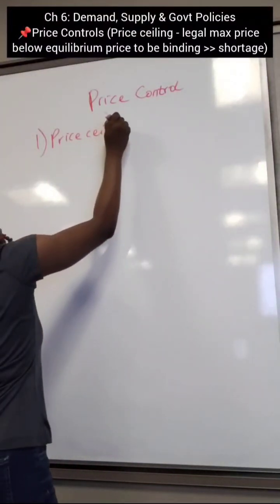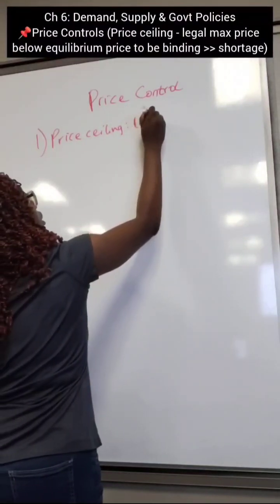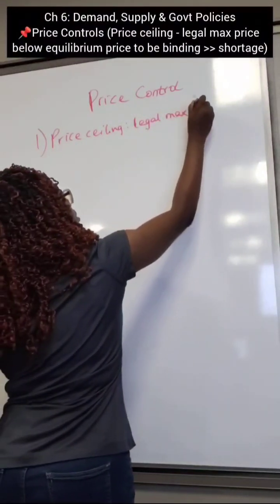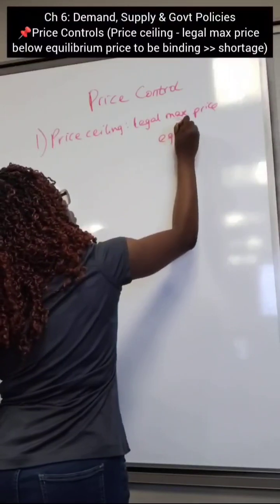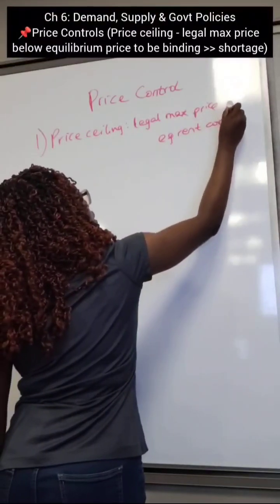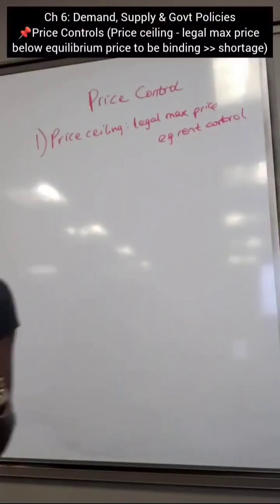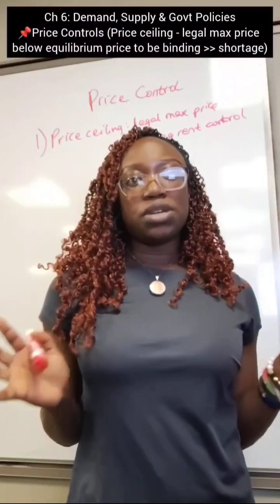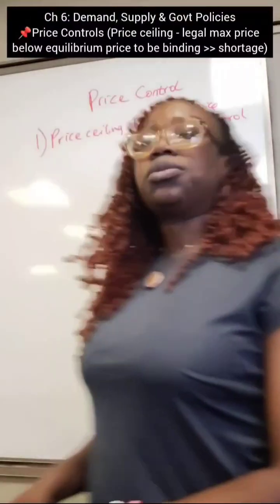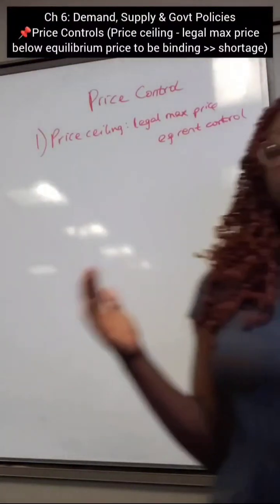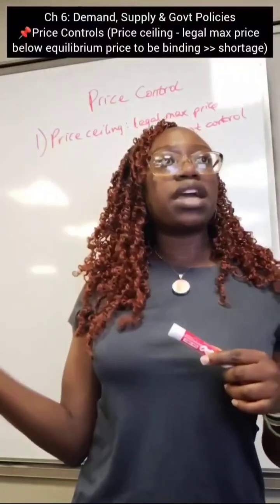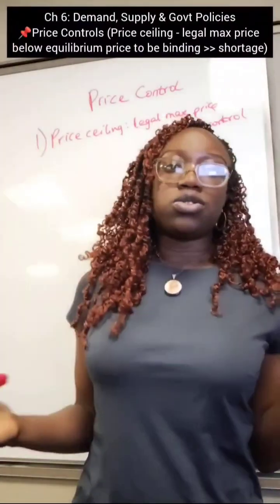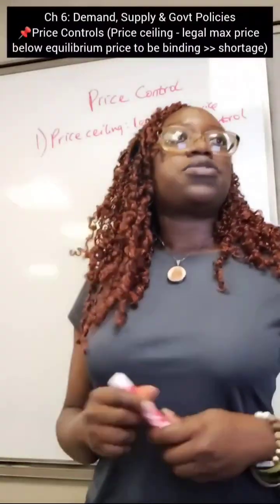So remember, a price ceiling is the legal maximum price, and a good example of this is rent control. The whole idea of price controls is for the government to ensure that things are being done fairly in the market and no one is being extorted. In this case, rent control, which is the legal maximum price imposed in the market, just ensures that landlords do not overcharge tenants, right?